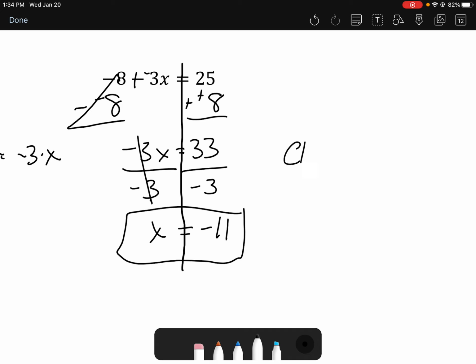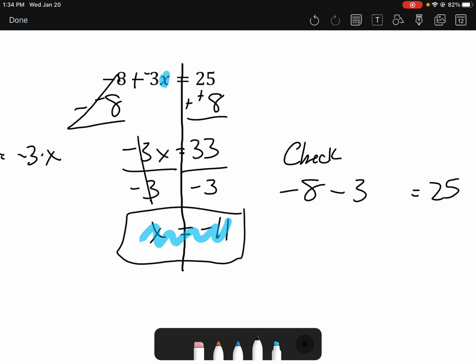I can check my solution by taking my solution here and substituting it in for x in the original problem. The original problem was negative 8 minus 3x is equal to 25. Again, as I'm saying, I'm substituting it, so I'm just going to replace the x with negative 11. You can easily, again, just plug this part into your calculator. However, I know that negative 3 times negative 11 is positive 33, plus negative 8 is 25. Negative 11 is the correct solution.